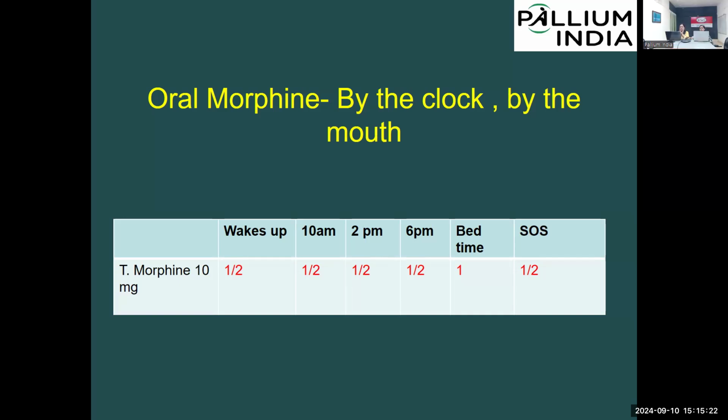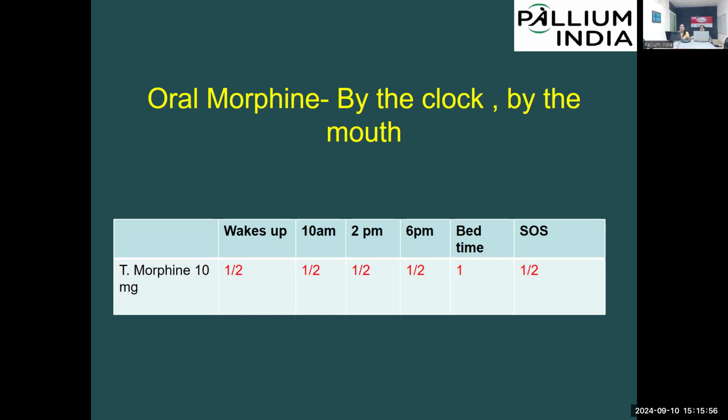So "by the clock" means that suppose you start a medication, give the medication as per the action, as per the frequency needed in the optimal dose. Unless you give the patient the medication in the optimal dose, it will not be effective. For example, if you are giving a patient acetaminophen or paracetamol, what is the duration of action? 6 to 8 hours.